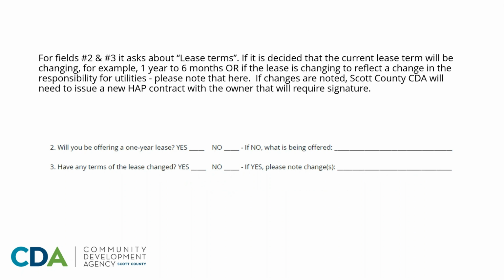For fields number 2 and 3, it asks about lease terms. If it is decided that the current lease term will be changing, for example, 1 year to 6 months, or if the lease is changing to reflect a change in the responsibility for utilities, please note that here. If changes are noted, Scott County CDA will need to issue a new HAP contract with the owner that will require a signature.